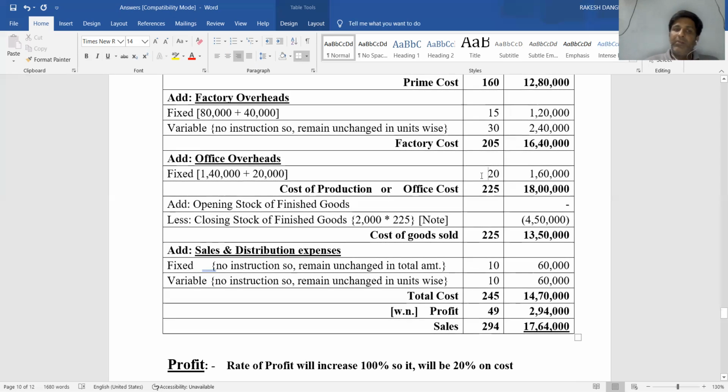Then office overhead should be added into factory cost and we get office cost or cost of production 225 unit wise and 18 lakhs in total amount.